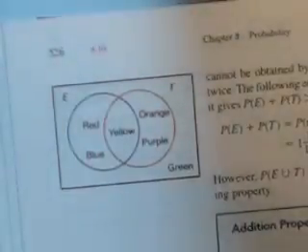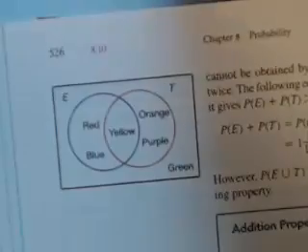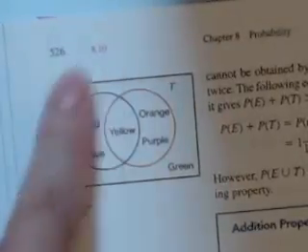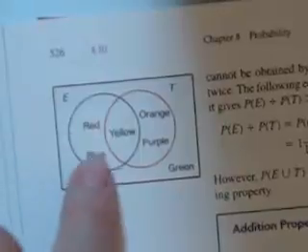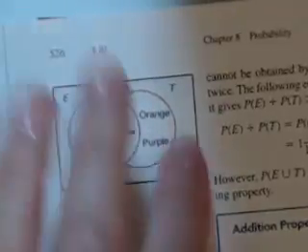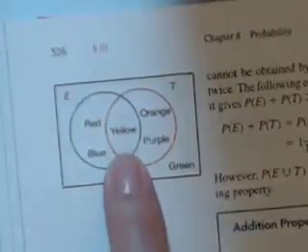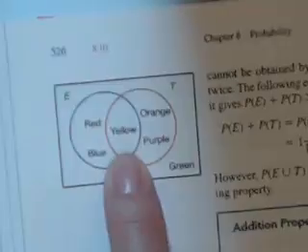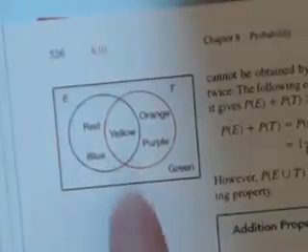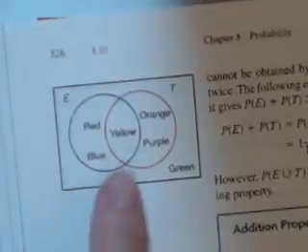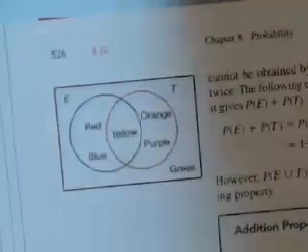Now the union would be all colors. All colors, red, blue, yellow, orange, purple, green. That's the union. The intersection is yellow. And the complement is whatever is not a member of that set.